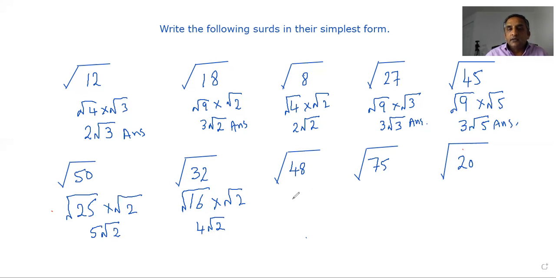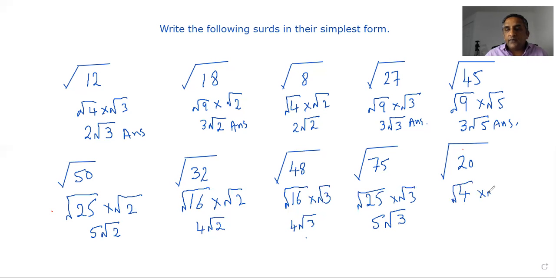Now the next one is 48. We can do 48 like 16 times 3, because this is the best timetable, as we can quickly work out the square root of 16, which is 4, and then square root 3. Now the next one is 75. We can do square root of 25 times square root of 3. Square root of 25 is 5, and square root 3 we just write like this. And the next question is square root of 20. We can split it into square root of 4 times square root of 5. Square root of 4 is 2, and square root 5. And that's it. This is the answer.